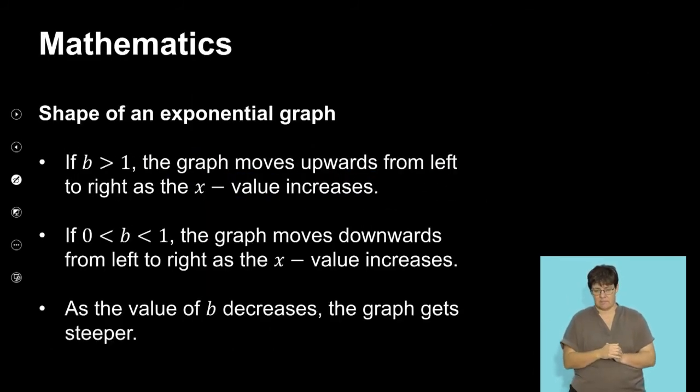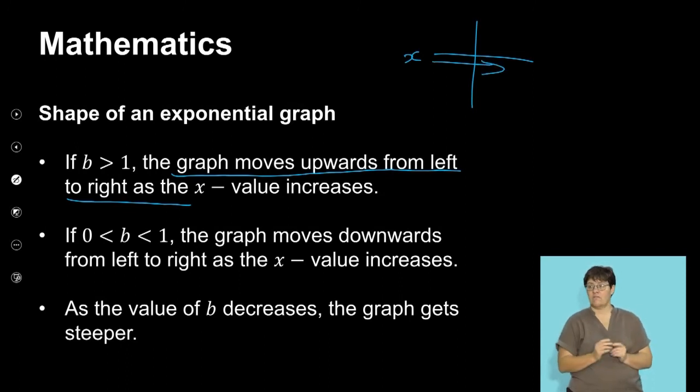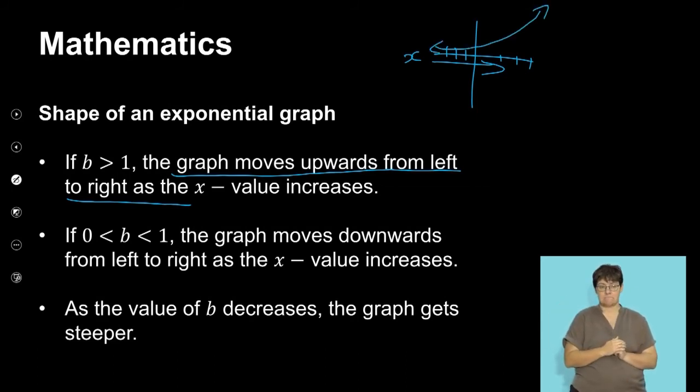Now, to be particular with this, if b is greater than 0, we say that the graph moves upwards from left to right as the x value increases. In simple terms, as you are moving from left to right with the x, you're starting from the negative side and going to the positive side. So clearly the x value is increasing. And this graph we're saying is moving upwards, so it will be something like that.